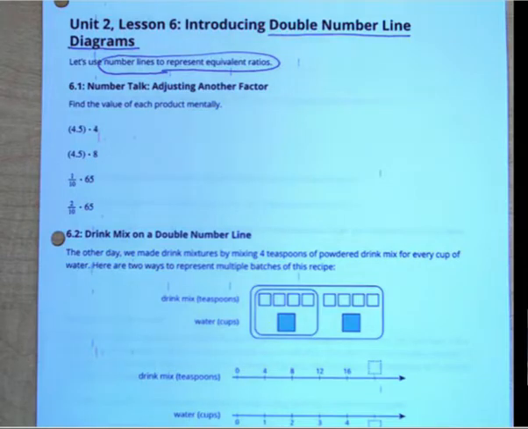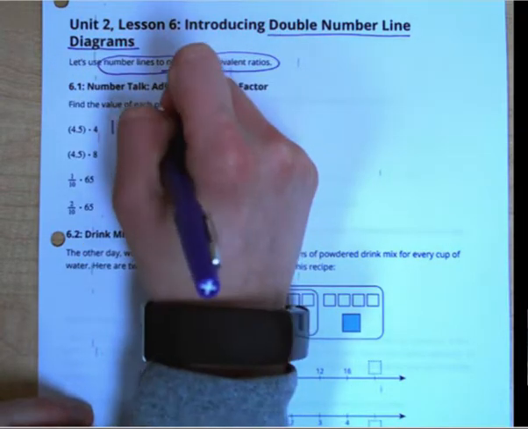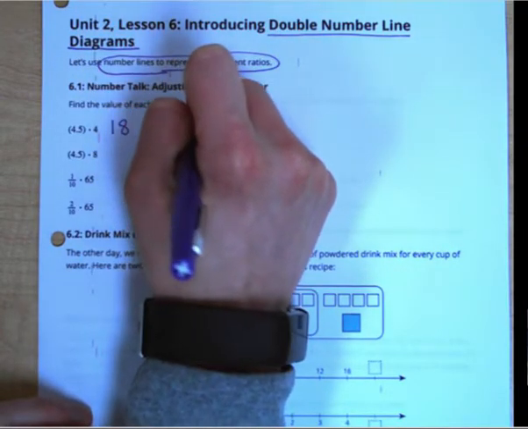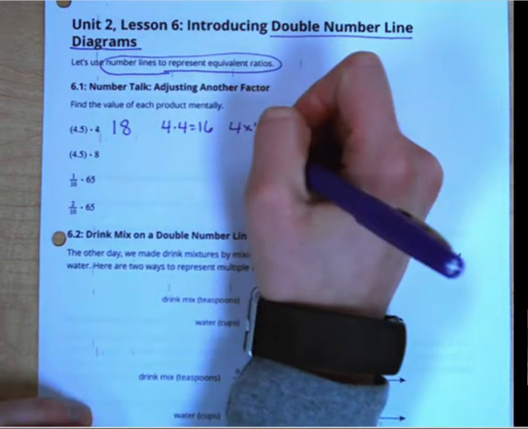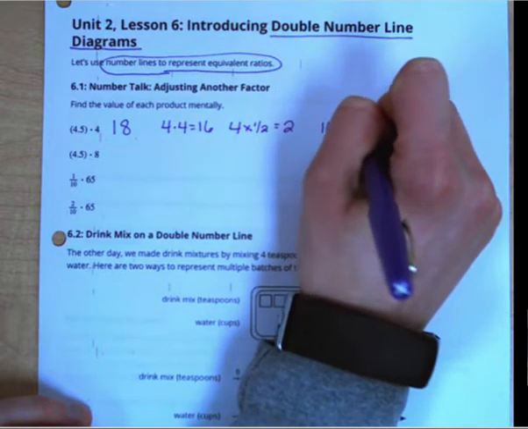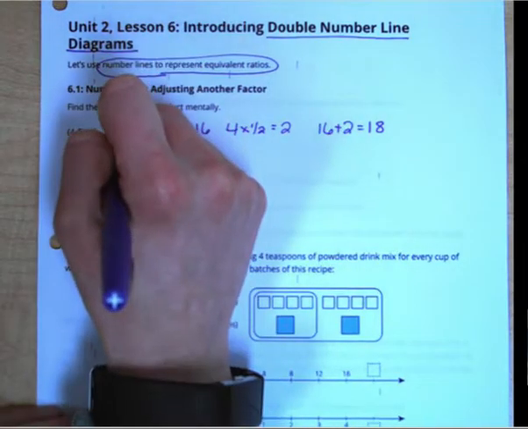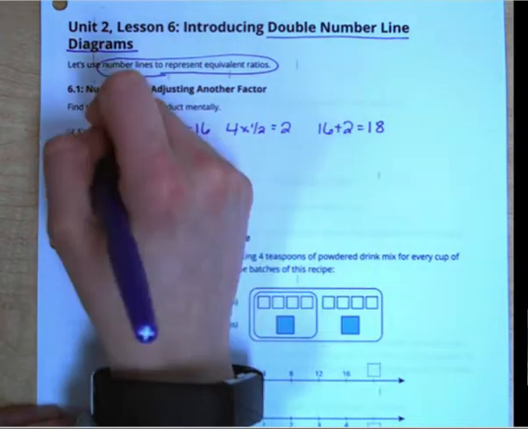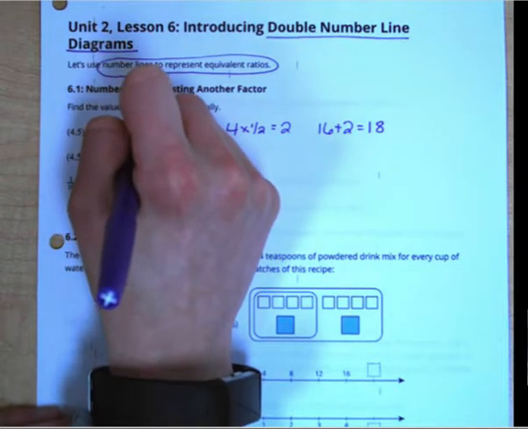For the first one, we have 4.5 times 4. Well, the answer to this one is 18, and I might think of it as 4 times 4 equals 16, and 4 times a half, or 0.5, is equal to 2, and 16 plus 2 is equal to 18. Okay, 4.5 times 8. This one is going to be 36, and I know that because I increased 4 times 2, which would increase my answer times 2.